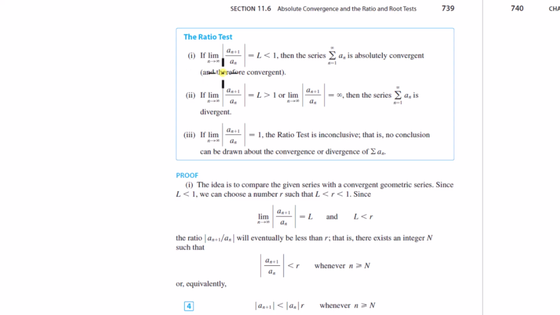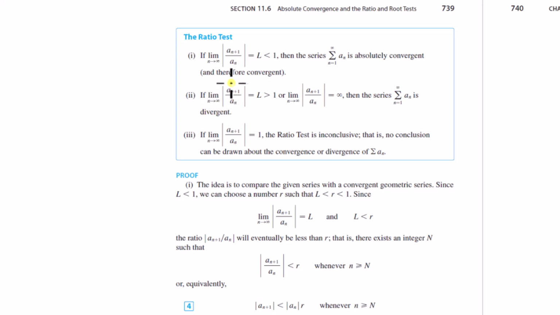We're taking the limit of a sequence, the sequence a sub n plus 1 divided by a sub n. So that's nice, we're not testing a series here. If this limit as n goes to infinity is equal to L, that means it's convergent, and that L is less than 1, then the series a sub n, right? There's no absolute value here. Just the actual series that we're studying is absolutely convergent and therefore convergent.